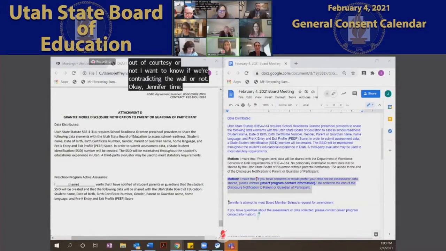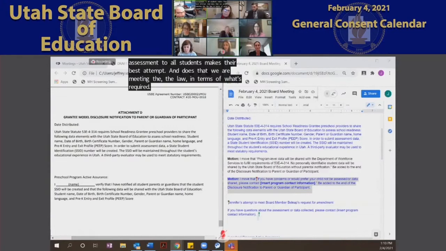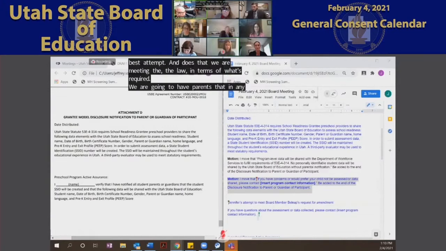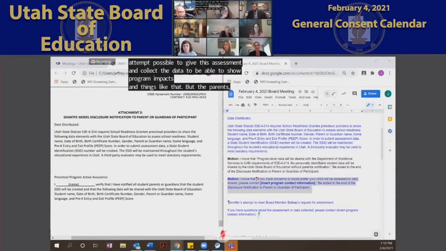We are going to have parents that in any situation choose for one reason or another, but the provider does, as part of the law, say, I will make every attempt possible to give this assessment and collect the data to be able to show program impacts and things like that. But the parents ultimately have the right to decline. Okay, Board Member Earl, your hand's raised. Yes, and I apologize. I got thinking and now I can't remember my comment, so.